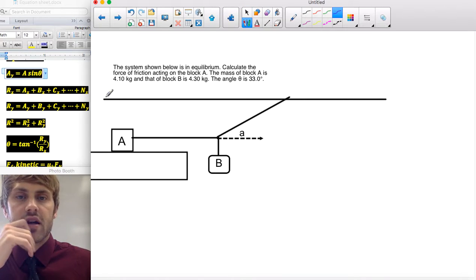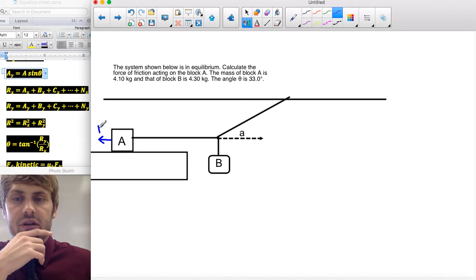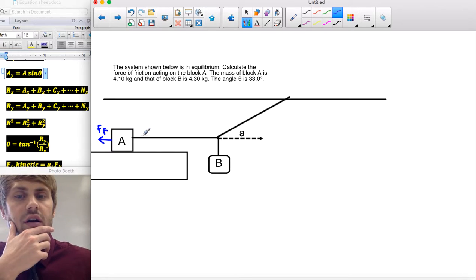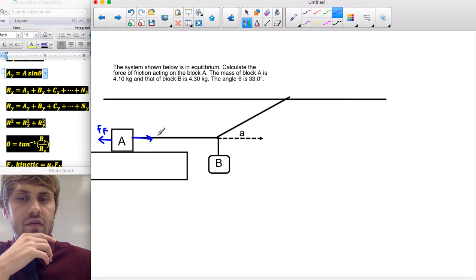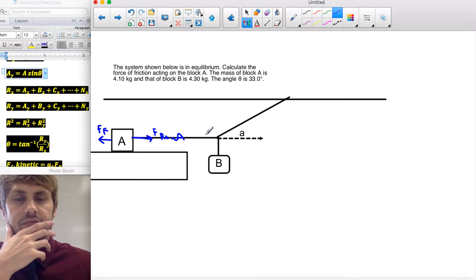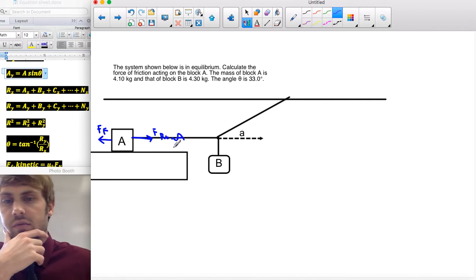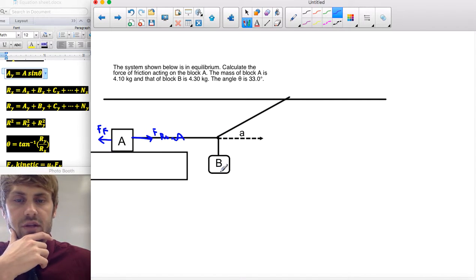So right here we have our block A. We're going to have a force of friction on block A. Obviously that force of friction is going to be caused by our force this way, and we'll just call that the force of the rope on A, because this rope is going to pull on A this way. We have the rest of the rope, which is connected to the ceiling, pulling on A and pulling on B.